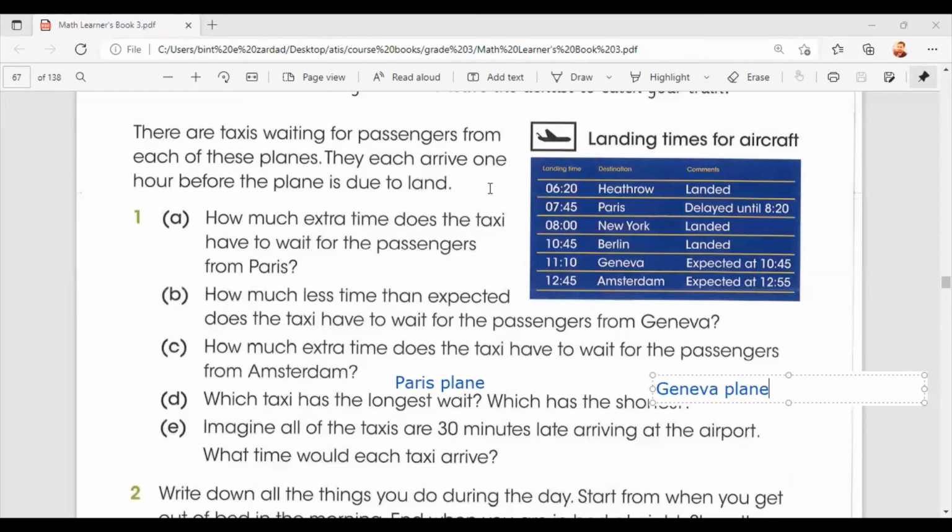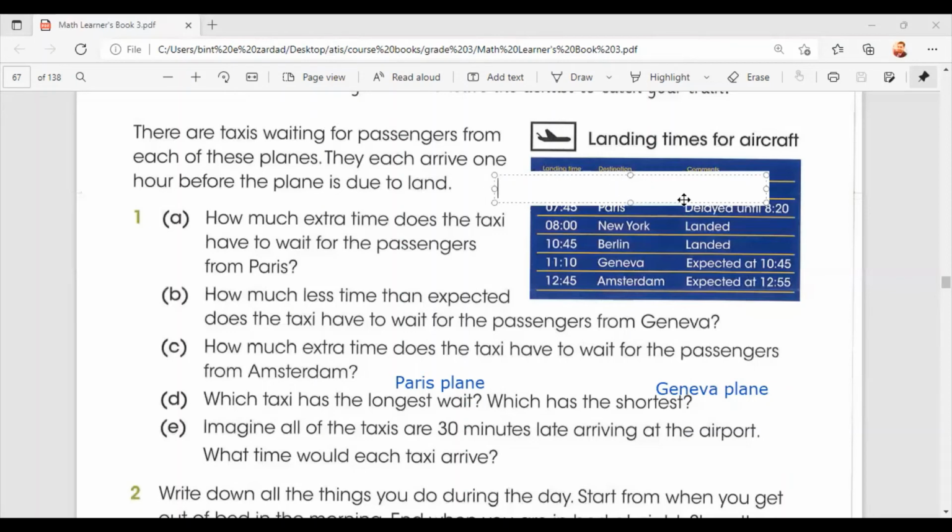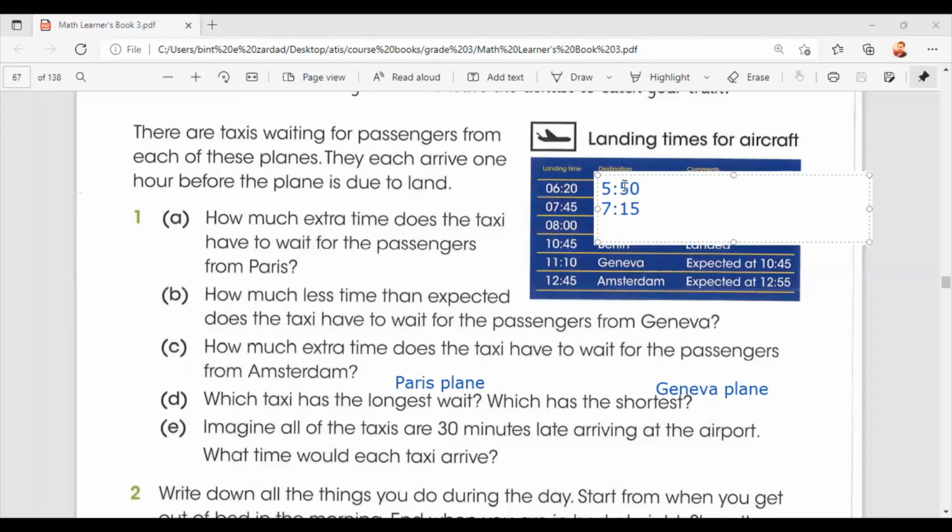So this is 5, just writing after this. This is 6:20, so go 30 minutes back: 5:50. What about 7:45? Go back 30 minutes, 7:15. And this 8 o'clock, 7:30. Just move back 30 minutes.